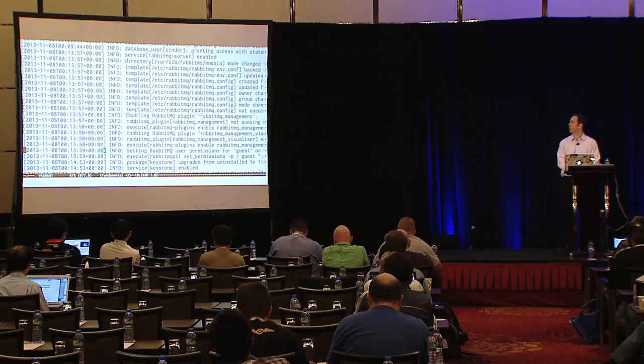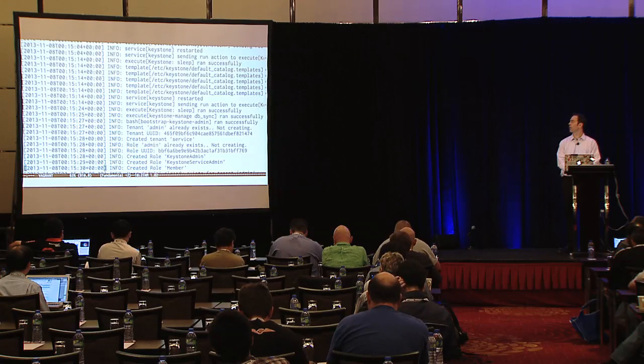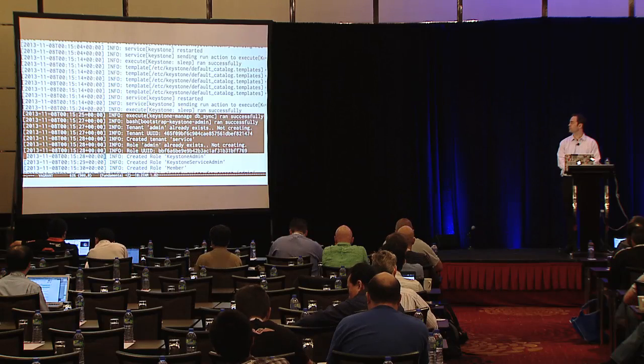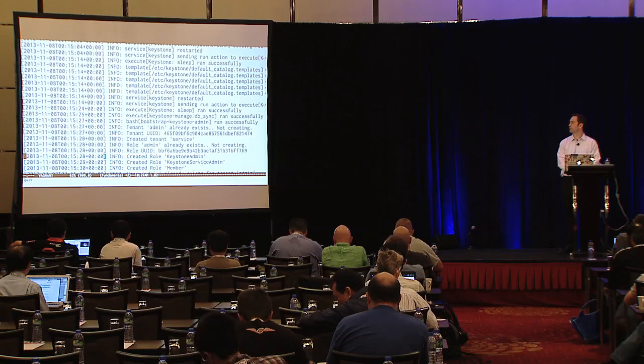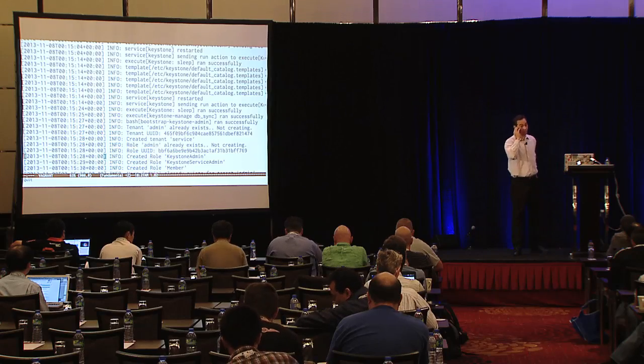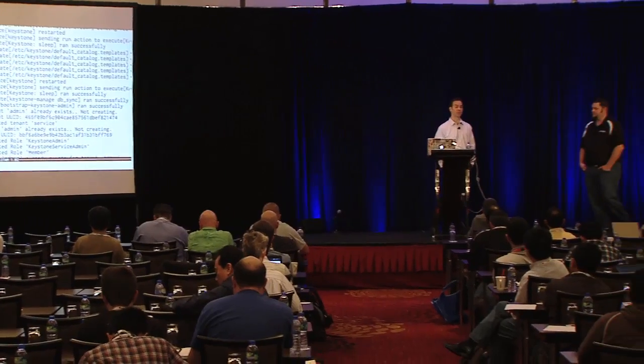Then we see the RabbitMQ configuration. Keeps going. Here we see Keystone creating bootstrap admin users. Wait, compare this with your Rackspace DevStack. Okay, compared to DevStack? Rackspace doesn't use DevStack. No, you have DevStack. That's an OpenStack project, yes.